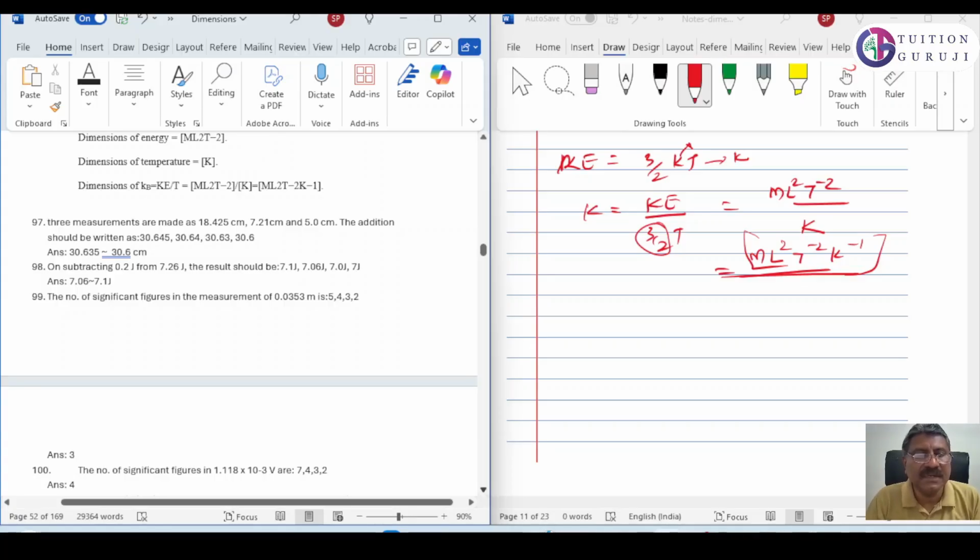Next one, 99. The significant figures in the measurement 0.0353 meter. Only three significant figures are there. The leading zeros are non-significant. Then in 1.118 into 10⁻³, there are only 4 significant digits. The 10⁻³ is insignificant, the power we will not consider here.